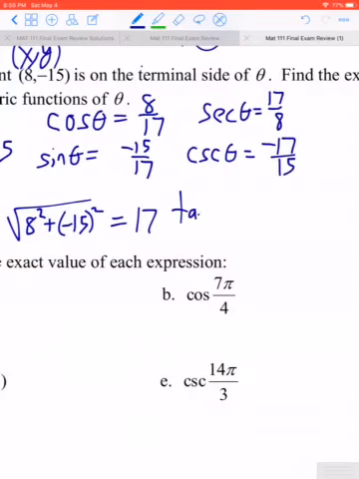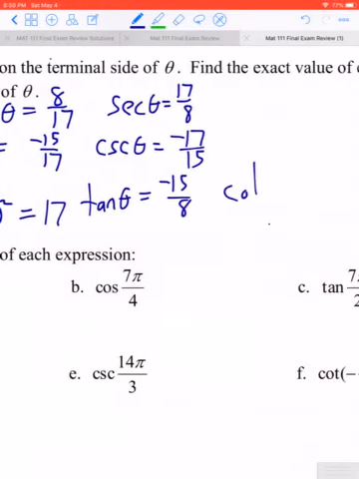And then lastly, the tangent of theta should be the opposite over the adjacent. That's going to be negative 15 over 8, and therefore the cotangent of theta is going to be negative 8 over 15.